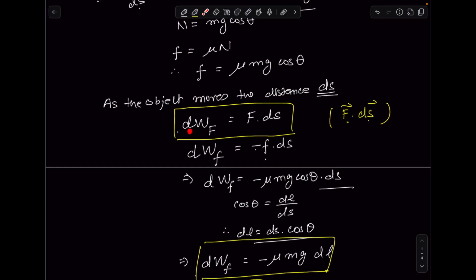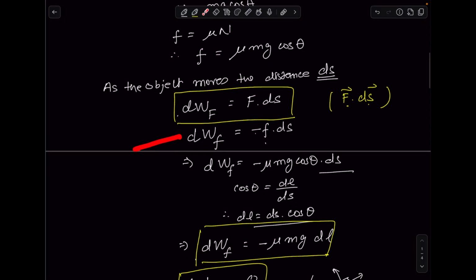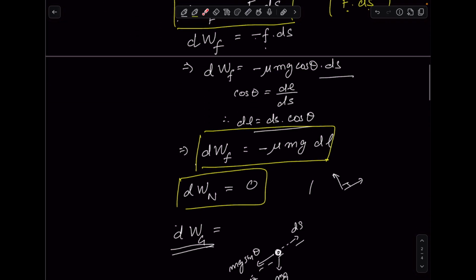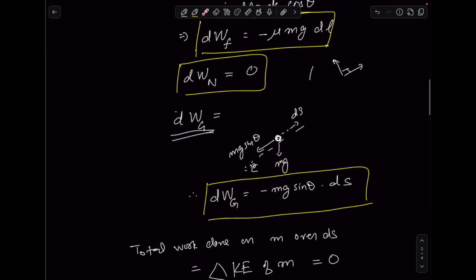And then we said that dW_F, the small work done by the force F, was F ds. What was more interesting was that the small work done over this small movement ds by the force of friction is minus f ds, which is minus mu mg cos theta ds. Then we replaced ds cos theta with dl, so the small work done by friction came out to be minus mu mg dl. The small work done by the normal reaction was 0 because the normal reaction and the movement are at 90 degrees to each other. And the small work done by gravity was minus mg sine theta ds.